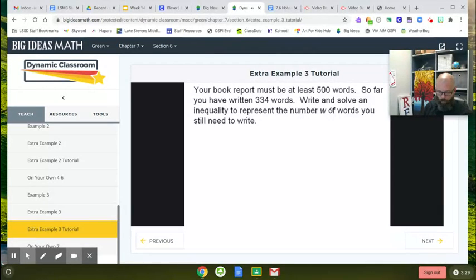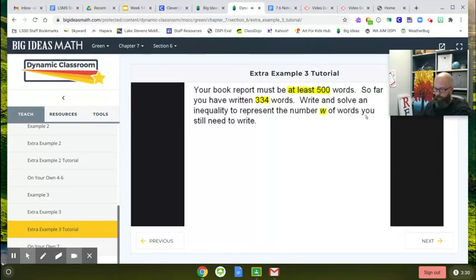First, let's identify the key information in the word problem to write the inequality. We have that the book report must be at least 500 words. Then, we see that you have written 334 words. Finally, we are given the variable W, which is the number of words you still need to write. We will use this information to write the inequality.